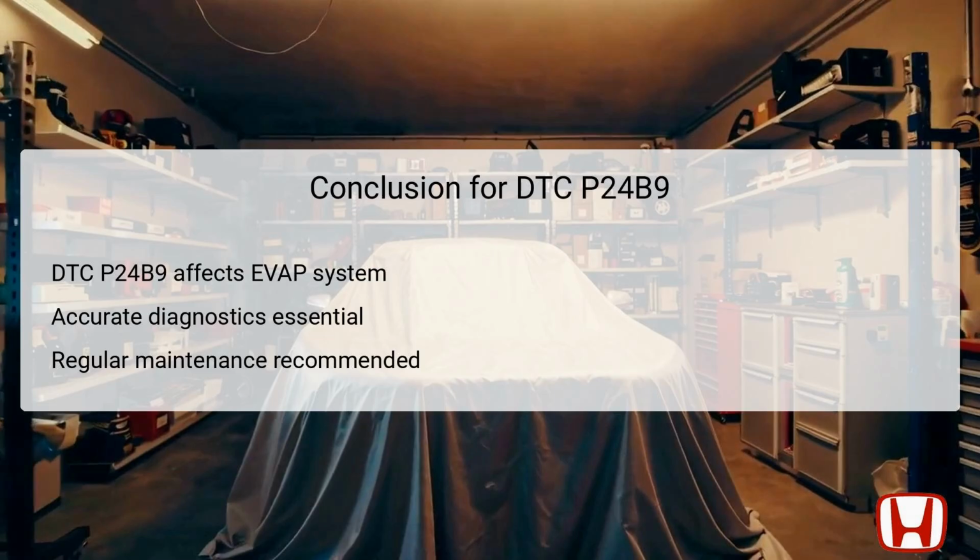Addressing DTC P24B9 is crucial not only for maintaining compliance with emissions regulations, but also for ensuring optimal vehicle performance. Regular preventive maintenance of the EVAP system can significantly reduce the chances of experiencing this DTC in the future. For Honda CR-V 2023 Plus owners, understanding this diagnostic trouble code is key to effective vehicle care.